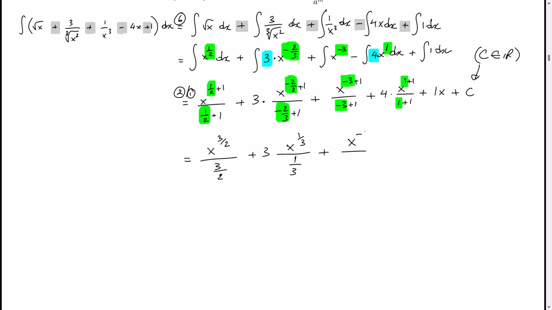Next, we have x to the power of negative 3 plus 1. Well, let's just simply write x to the power of negative 2 divided by negative 2. Next, we have 4 times x, 1 plus 1 is going to be 2, and divide by the same thing. And finally, there's the 1x. I can just simply write down x. We don't have to write down the 1. And there's the plus c at the end.